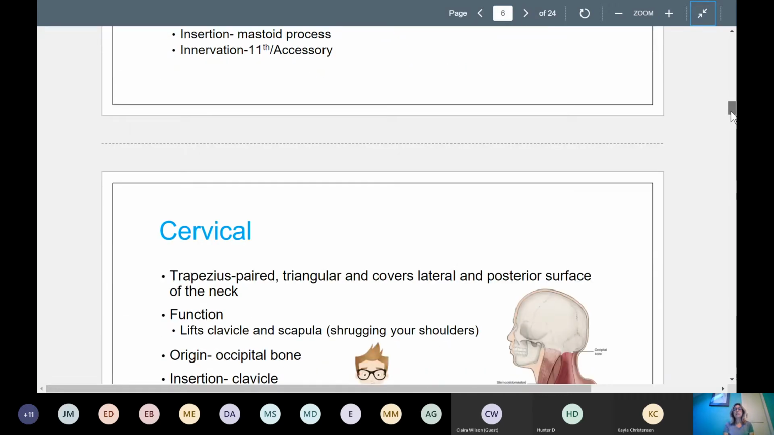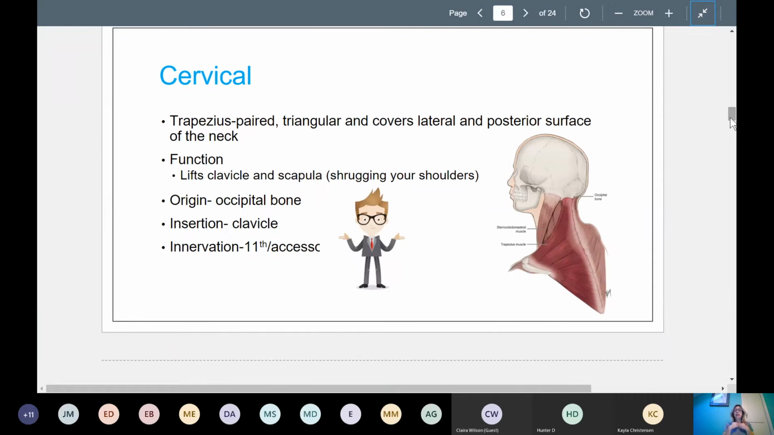Your trapezius is paired and it covers the lateral and posterior surface of the neck. You can see on slide number 6 there's a picture of the trapezius. It fans out away from the center of the spinal column and goes out towards your shoulders. Its function is to lift the clavicle and scapula. In other words, shrug your shoulders. The trapezius is responsible for doing this. Everybody do this with your shoulders, and you can feel your trapezius muscles moving.